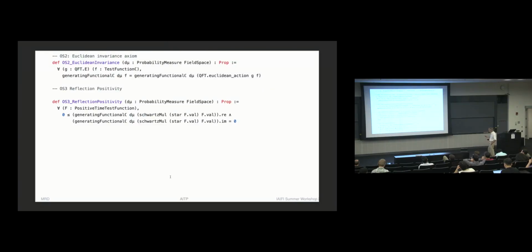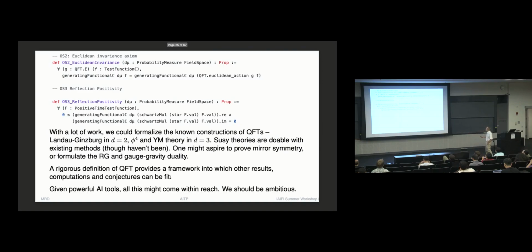There's a special condition for the two-point function. This is the reflection positivity that played an important role in Christian's talk. And now we're looking at stars, this reflection operation. We have a function, and the expectation of the function with its reflection should have zero imaginary part and non-negative real part. So all these things are not that hard to say, and in fact in a fairly sensible way in Lean.